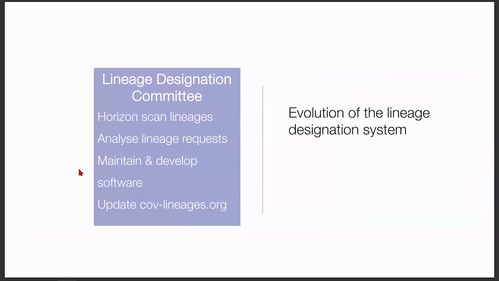But what I'm going to talk about is the evolution of the lineage designation system. It was mentioned and discussed yesterday, I think Richard pointed it out first, that proposing a nomenclature system is one thing, but actually updating it and having it implemented and continuing to update it is another. And having support for that system is, I would say, an unsolved problem.